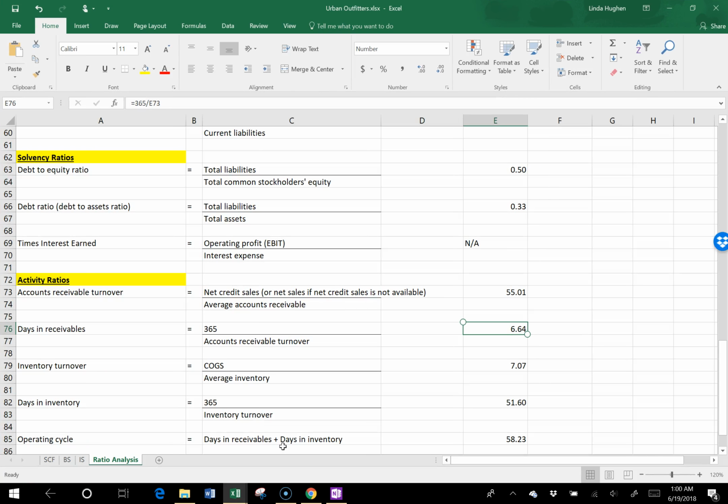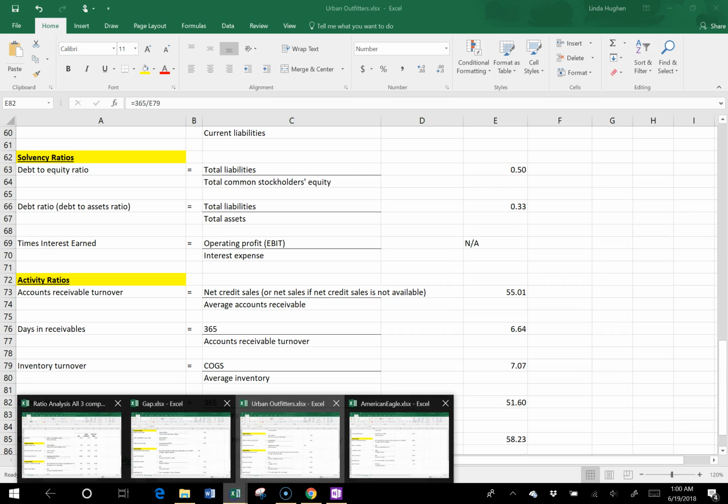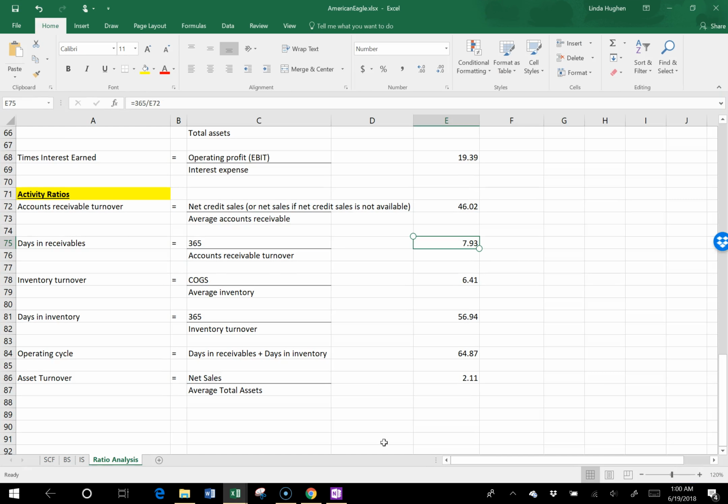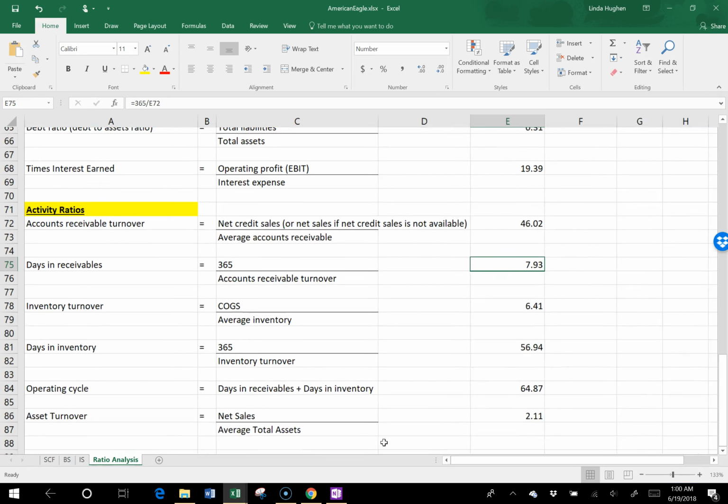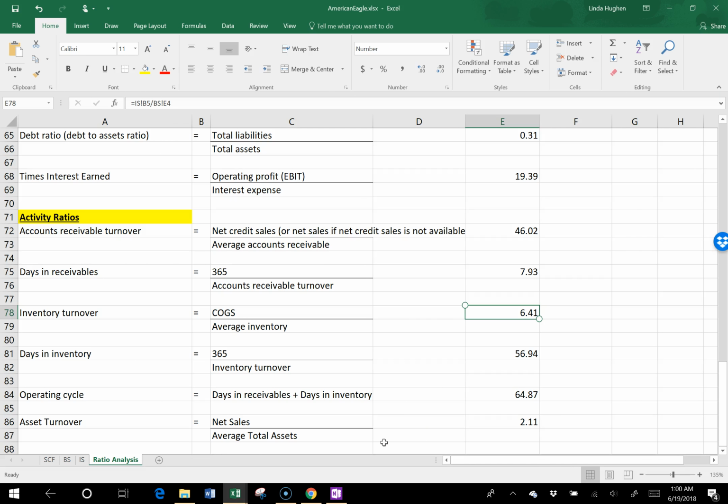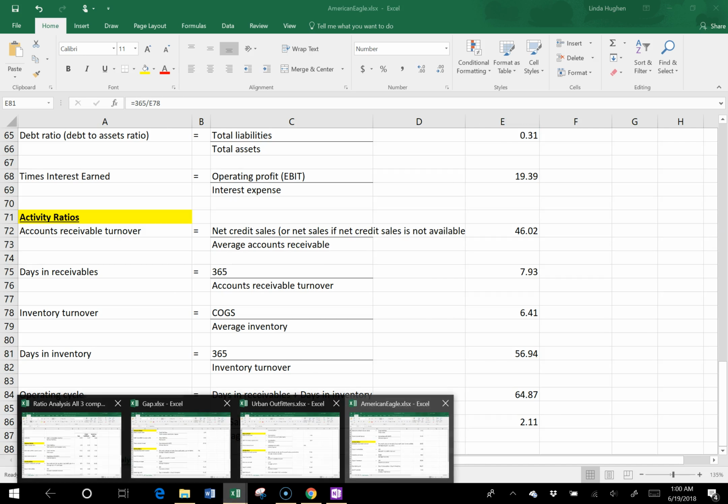Urban Outfitters has an inventory turnover of 7.07, and as we see here, quite a bit lower number of days in inventory. Let's look at that of American Eagle. 6.41 inventory turnover and about 57 days in inventory. So indeed we can see that Gap's inventory is sitting in stores quite a bit longer.